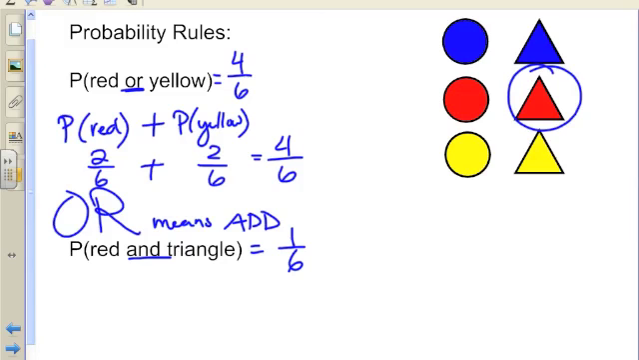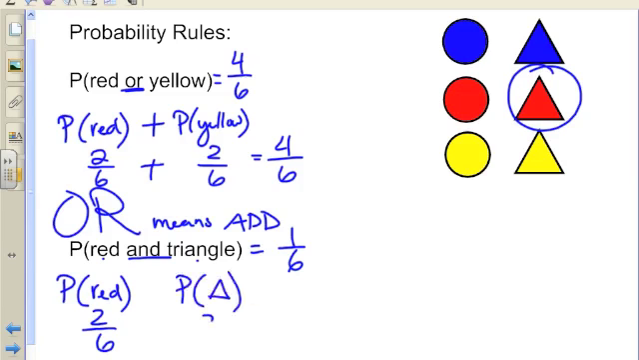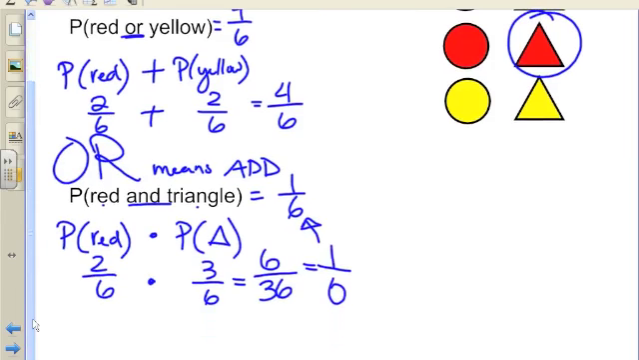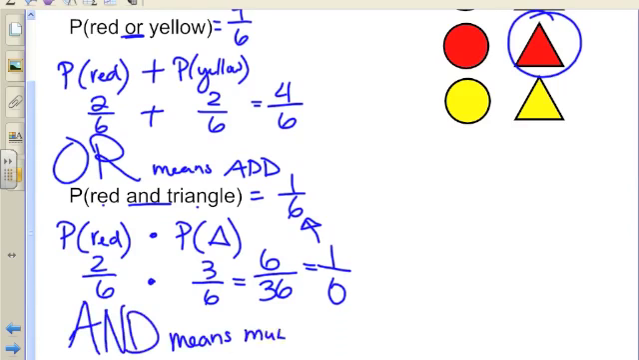So let's see how we could get that using reds and triangles. Well, if I take the probability of reds, there were 2 out of 6 reds. If I take the probability of getting a triangle, well, there are 3 out of 6 triangles. We're actually going to multiply these 2 things. That gives me a probability of 6 out of 36, which is 1/6. Same answer. So what we see here is that the word and tells us we're going to multiply.